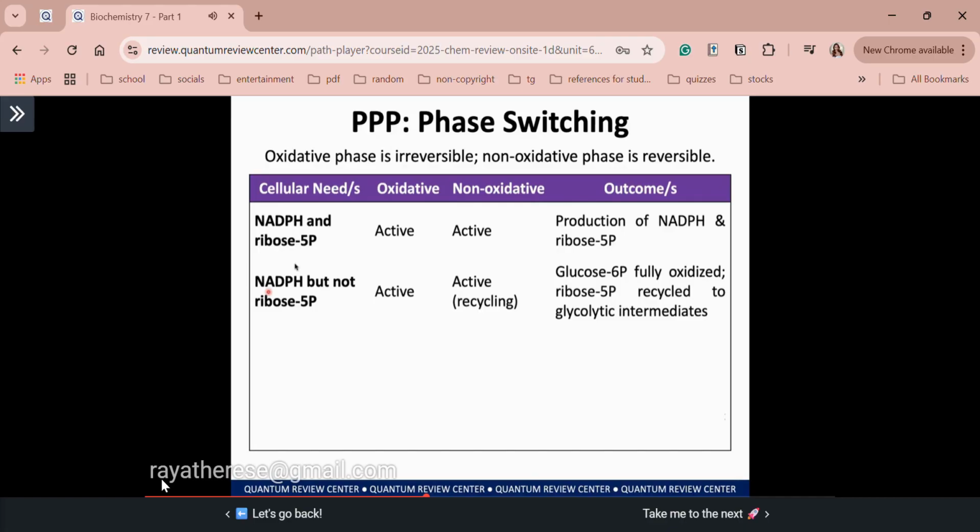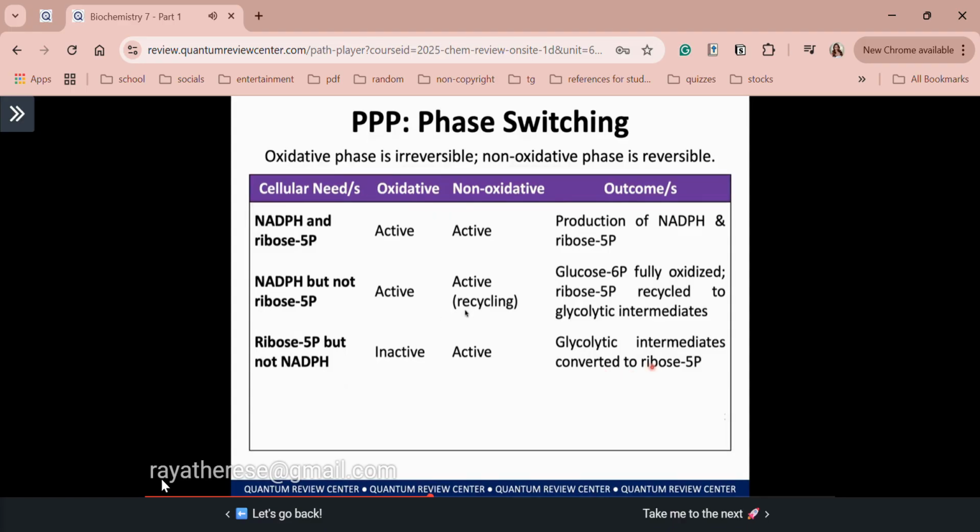Now, for our third condition, only ribose 5-phosphate is needed and NADPH is not needed by the cells. So in this case, the oxidative phase is shut down. It's inactive, but our non-oxidative phase is active in order to produce large amounts of R5P. So here, what is the outcome? Glycolytic intermediates will be converted to ribose 5-phosphate. So is that it?